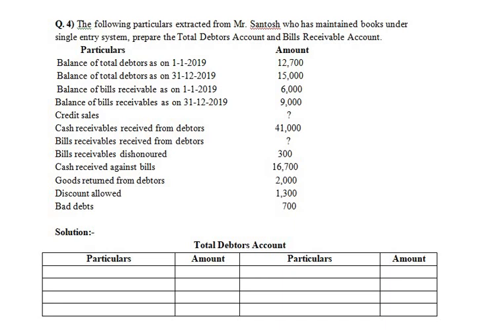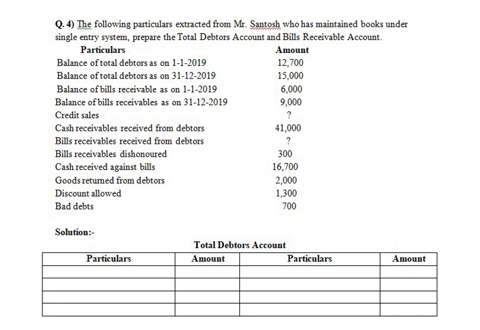In the previous class, we have solved some problems in terms of financial accounting wherein we were studying regarding conversion of single entry system into double entry system. Today we are again going to solve some more problems relating to conversion of single entry data into double entry system, where you got to prepare total debtors account and bills receivable account. So I'll just read out the question for you.